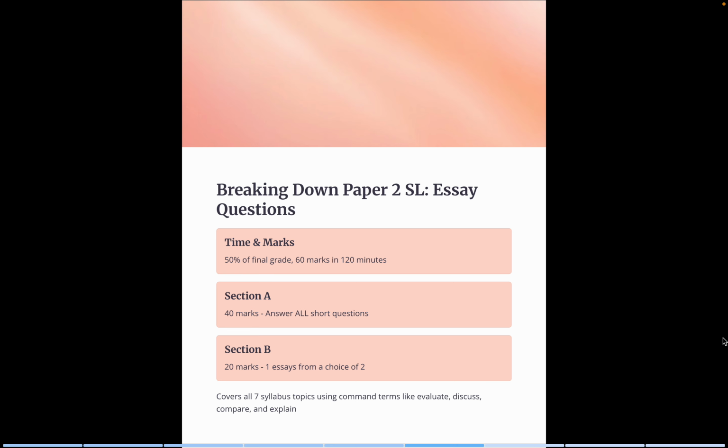So in SL you just have to write one essay type question from a choice of two, and that one question will have three sub questions, mostly of 4 marks, 7 marks and 9 marks. So you have to choose from the option of two and then write. Again, the command terms and the topics which they can cover are going to remain the same.